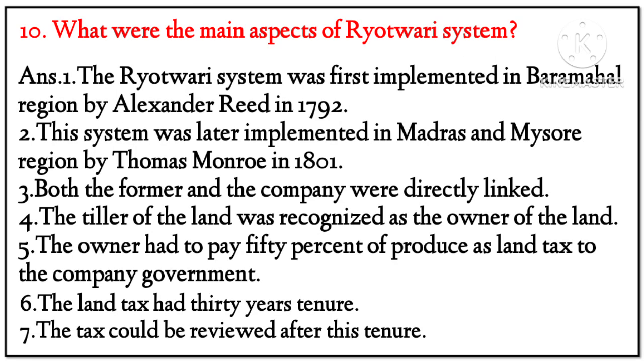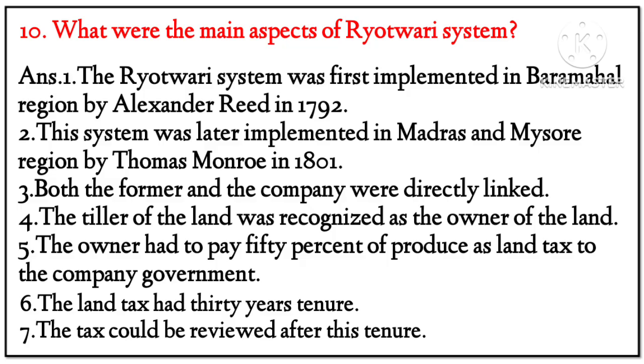10th one. What were the main aspects of the Rayatwari system? Answer. The Rayatwari system was first implemented in the Baramahal region by Alexander Reed in 1792. This system was later implemented in the Madras and Mysore regions by Thomas Munro in 1801. So both the farmer and the company were directly linked. The tiller of the land was recognized as the owner of the land.